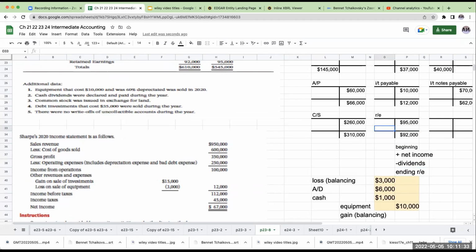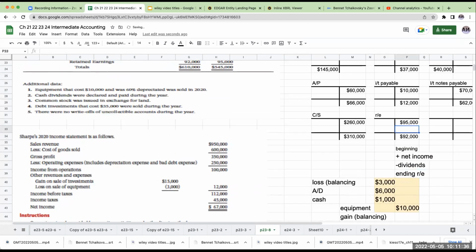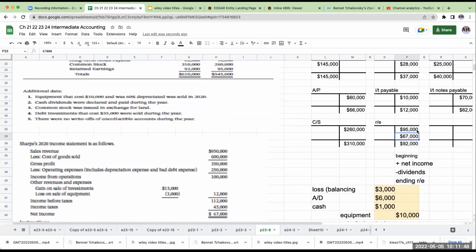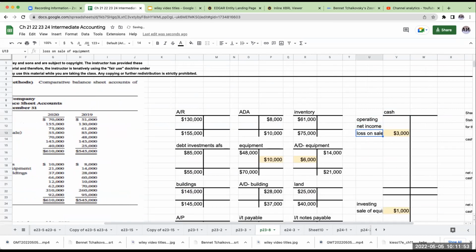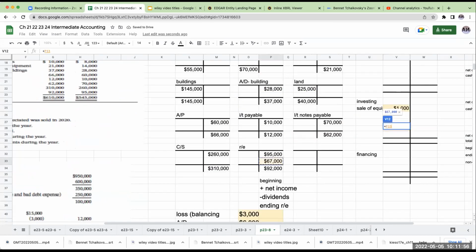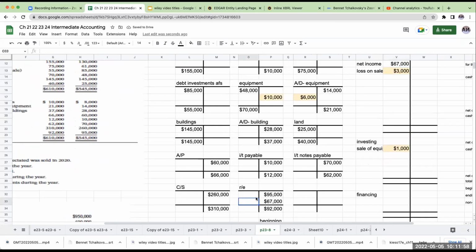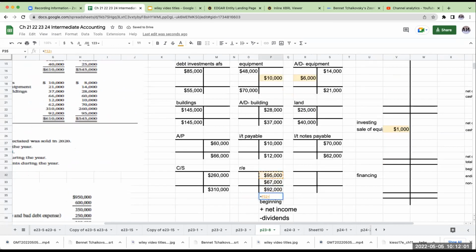Now, if I just said, oh, well, dividends are 3,000, that may or may not be right, but I don't think it is. So what I want to do is say, okay, well, retained earnings, I had net income of 67,000. So right over here, I've got 67. I'm going to go ahead and do the opposite to cash, and this is going to be my net income. So my net income over here was 67. Okay, so the difference between here, or 95 plus 67 minus 92, that means I must have paid $70,000 in dividends.